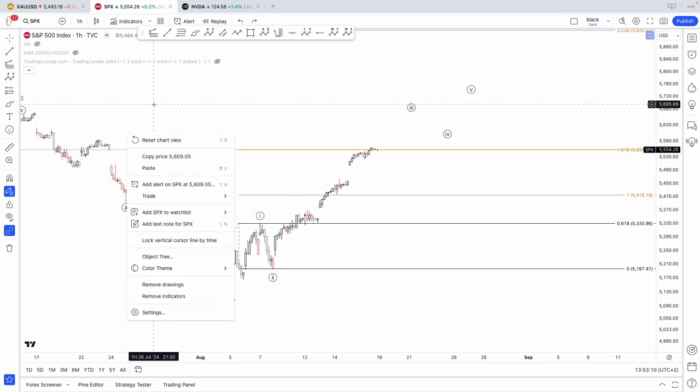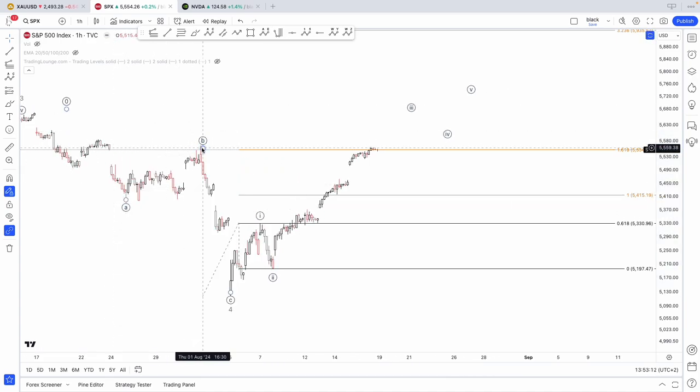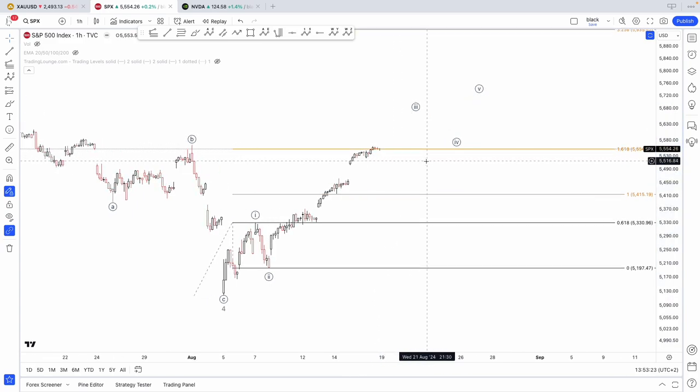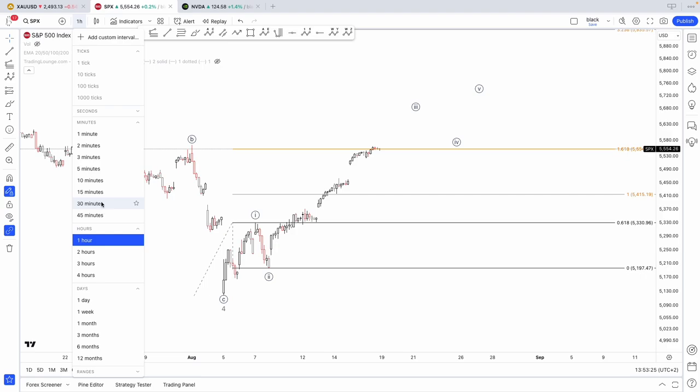Another important thing is we are near the wave B top here. And many times, once that wave B is broken, you pull back and start to move lower.